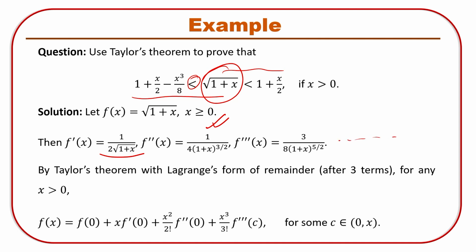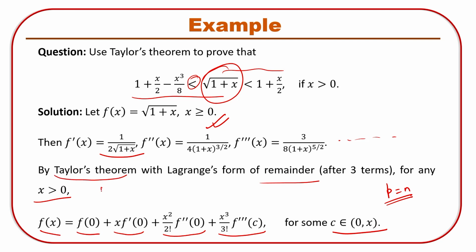So, by Taylor's theorem with Lagrange form of remainder, you already know that putting p equal to n gives the Lagrange form. For any x greater than 0, f(x) equals f(0) plus x into f dash of 0 plus x square by factorial 2 into f double dash of 0 plus x cube by factorial 3 into f triple dash of c, for some c belonging to 0 to x, right. This Taylor's theorem has now become Maclaurin's, because the interval we have chosen is 0 to x.